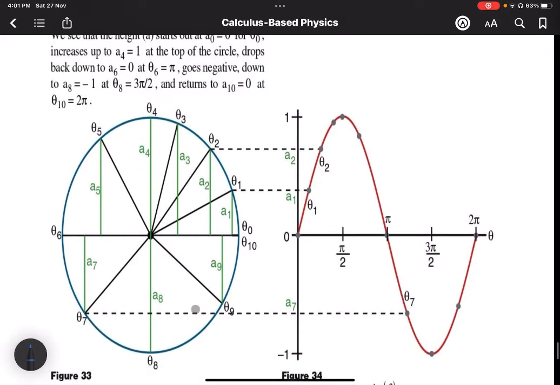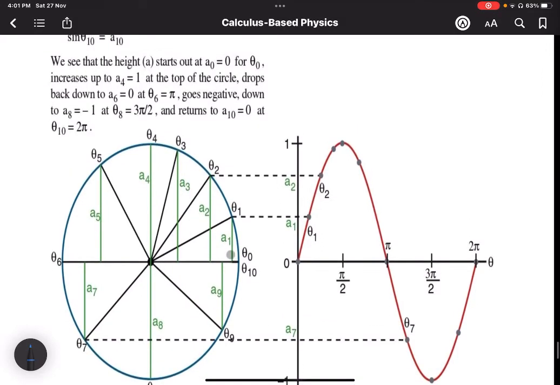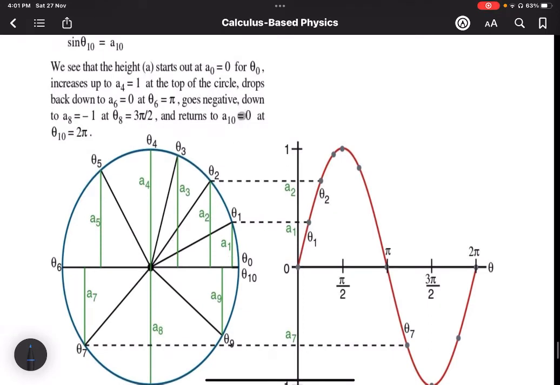Again, pagdating dito kay angle 10, balik uli siya sa 0. Yan, A10 or angle 10, and 0 or angle 10 is equal to 2 pi because 2 pi has a value of 360 degrees. So from here, umikot tayo, naging negative, and then bumalik tayo dito. So we have 360 degrees or a full circle.